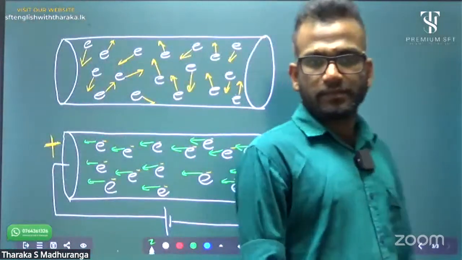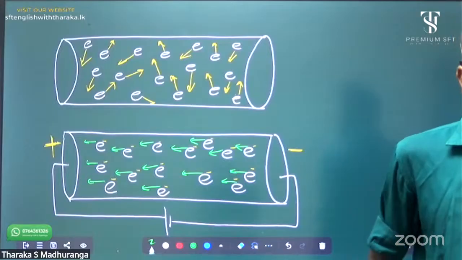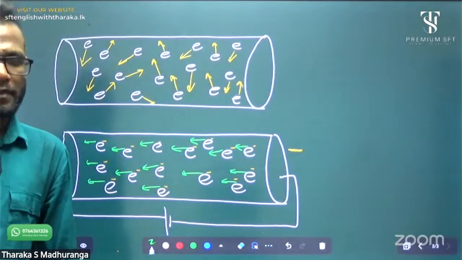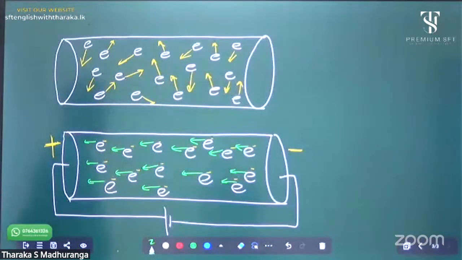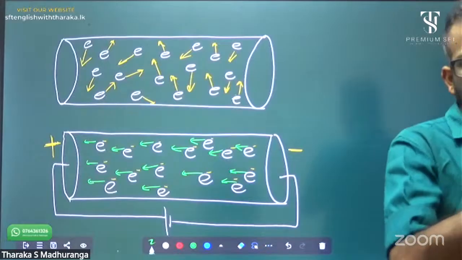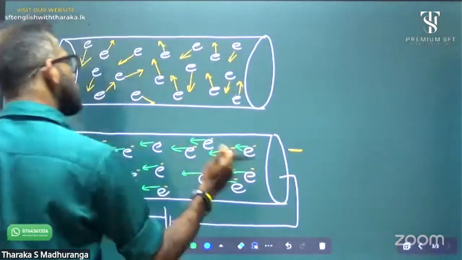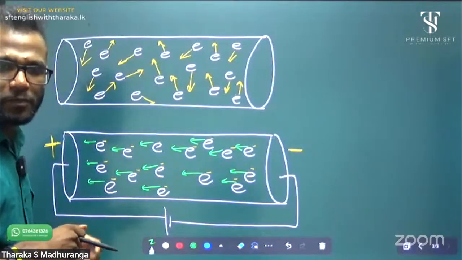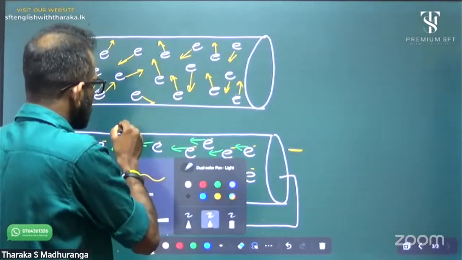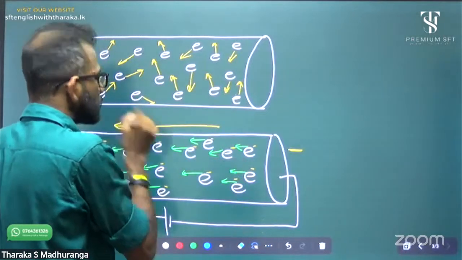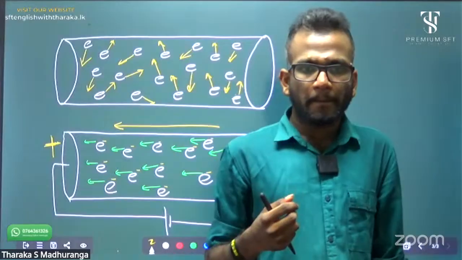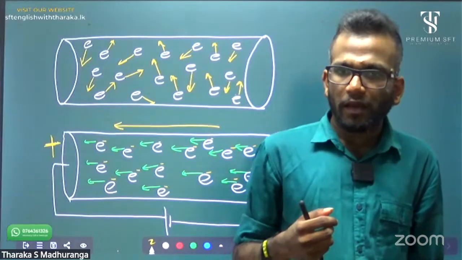Are you clear, Prehlan? Dehini? They try to move in a single direction. It is negative to positive. This is the direction. Negative to positive. This is the direction. Are you clear, Dehini?